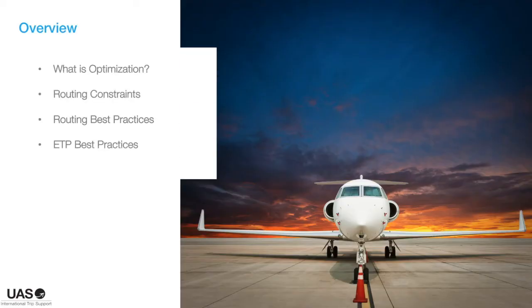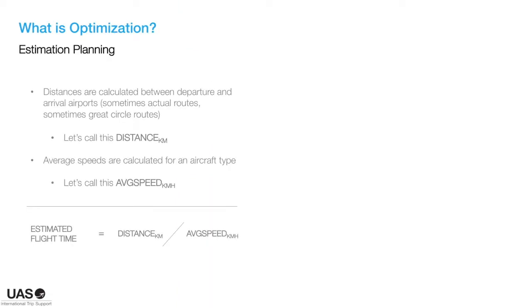Today we're going to talk about flight plan optimization, routing constraints, and we'll go over routing best practices and contingency best practices, with a focus on ETP best practices. When it comes to flight plan optimization, we're going to talk about two different kinds. The first being estimation planning.